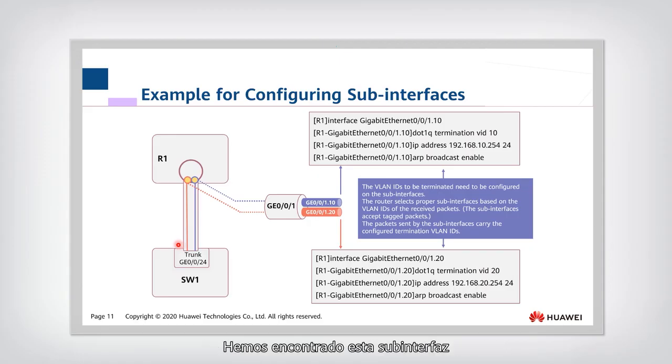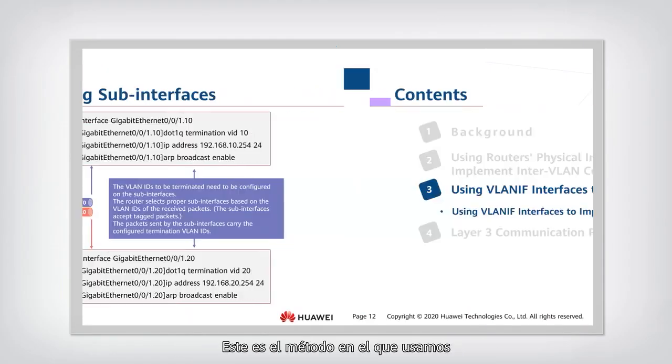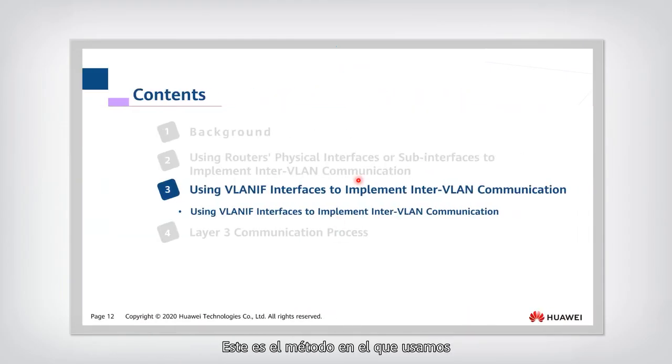Okay, so we have bound this sub-interface with a certain VLAN. And then we also allocate the IP address to the sub-interface and enable the ARP broadcasting. So in that case, we have bound these sub-interfaces with two different VLANs, and the packets can be successfully transmitted. So that is the method if we use the router's physical interface or the router's sub-interface to implement inter-VLAN communication.